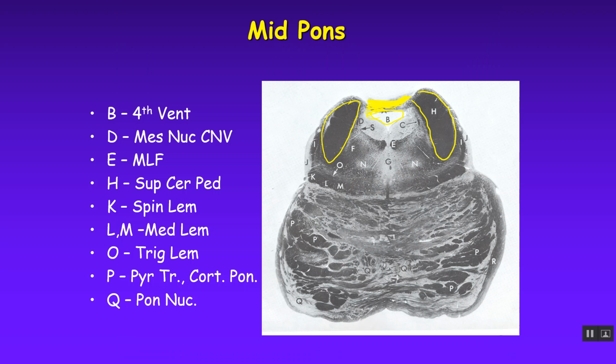Oh, D. Good old D. It's this little guy right here, and it's on this side here. D is this little area right here and right here. That's the mesencephalic nucleus of cranial nerve number 5, a little tiny mesencephalic nucleus. It's the bottom of the mesencephalic nucleus because we're still in the pons.